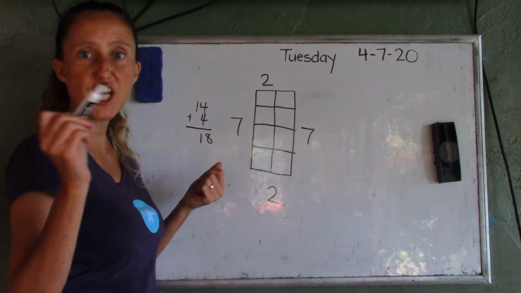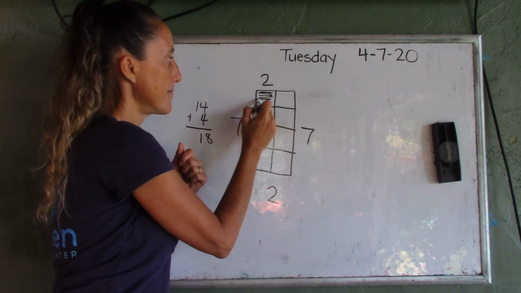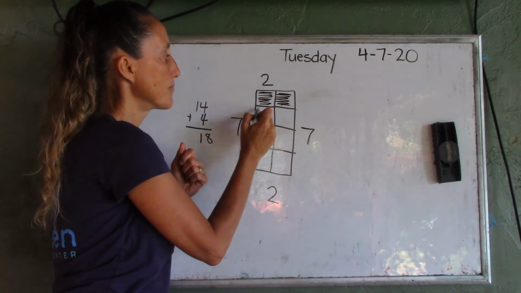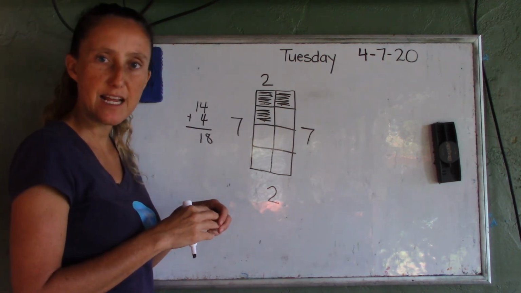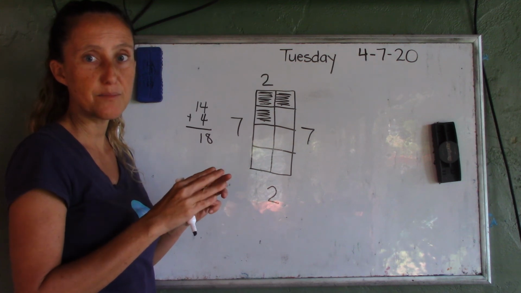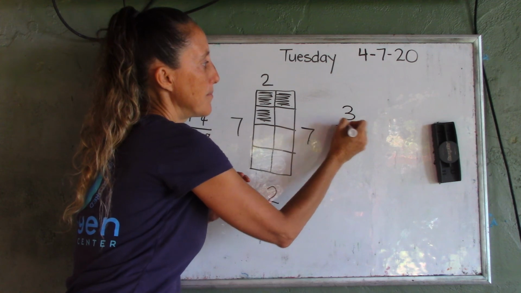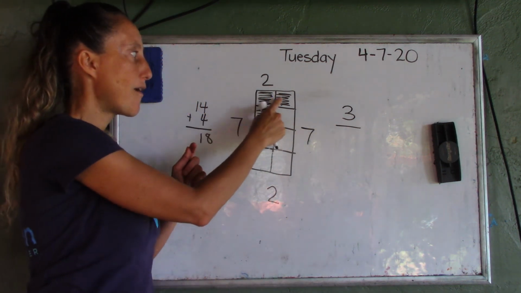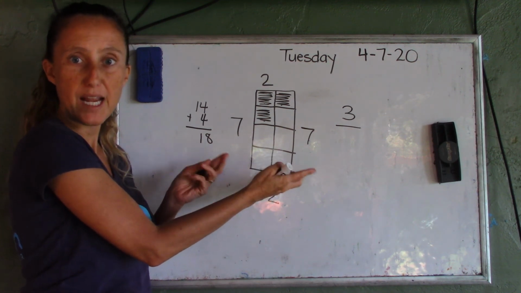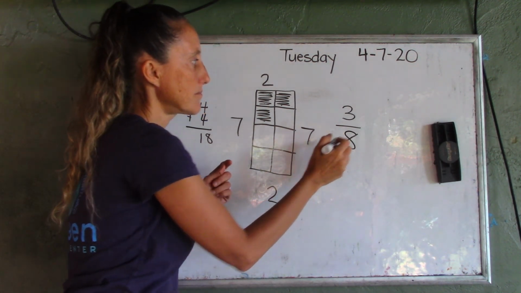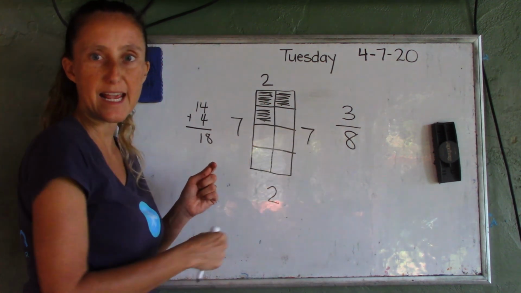Now, I'm going to shade in 3 of these pieces. 1, 2, 3. What fractional part did I shade? How many pieces did I shade? 3. And that would be out of a total of how many pieces were there before I shaded them? There were 8, right? So the fractional part that I shaded in this rectangle is 3/8.